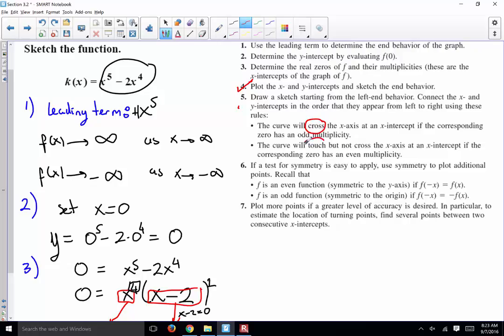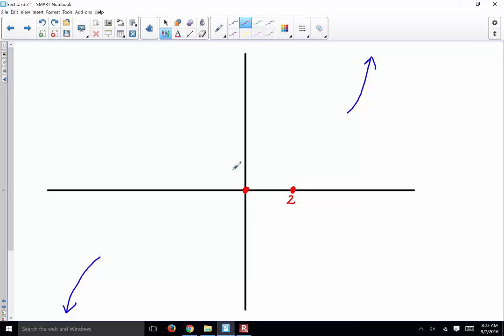Cross point, touch point. Okay, there are two intercepts here, right? This can be a cross point or touch point. There are two options, touch or cross. Let me tell you the difference between touch and cross. Touch means wherever your graph is, it's going to come towards it. Touch means it's going to touch it and bounce back like a ball. This is a wall. Your ball hits the wall and comes back.